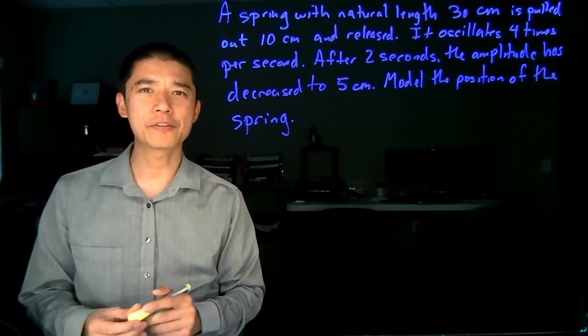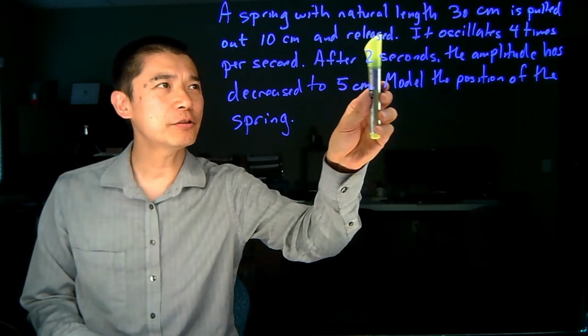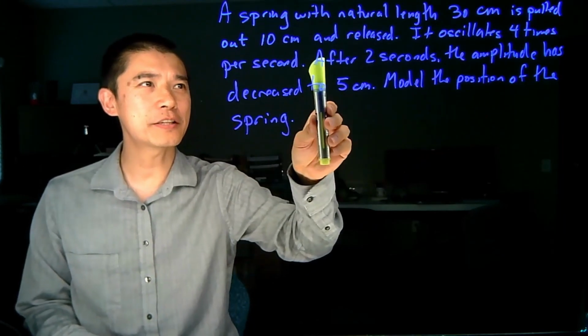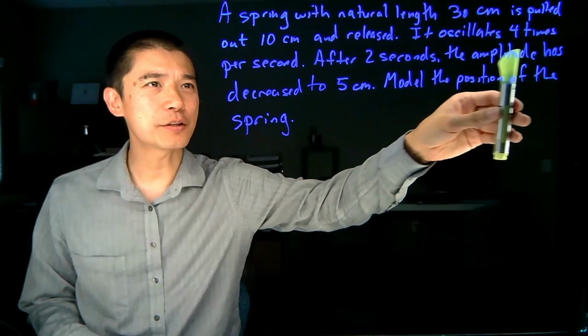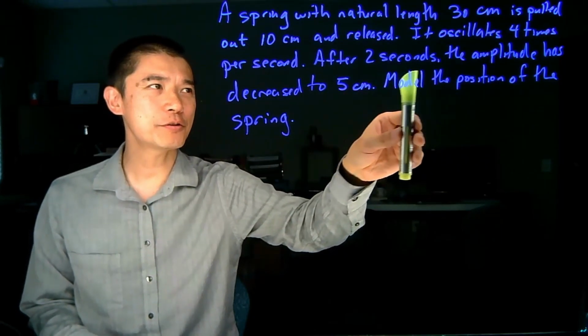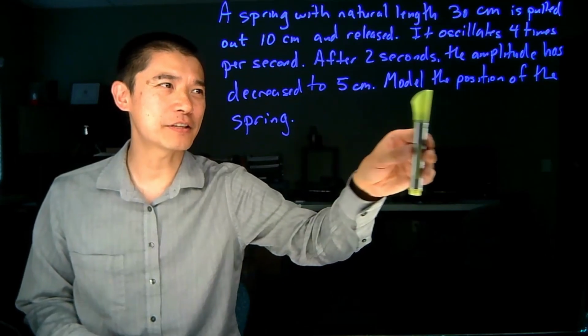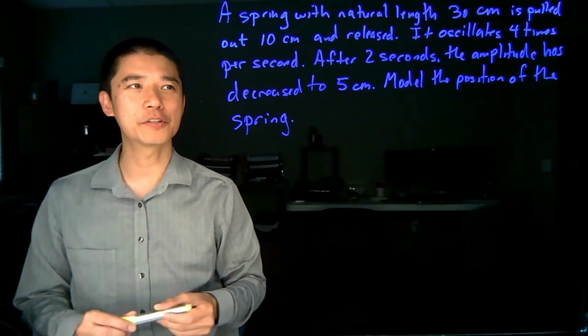Here's another problem of the same type. A spring with natural length 30 centimeters is pulled out 10 centimeters and released. It oscillates 4 times each second. After 2 seconds, the amplitude has decreased to 5 centimeters. Model the position of the spring.